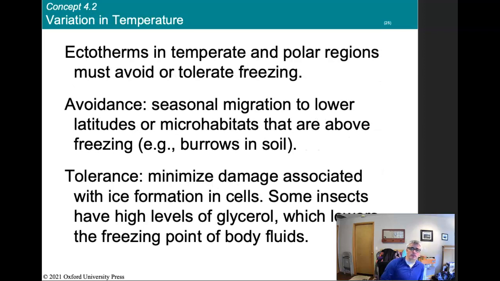And so ectotherms in temperate and polar regions must avoid freezing or tolerate freezing. Avoidance can happen through seasonal migration to lower latitudes or microhabitats that are above freezing, i.e. burrowing. And tolerance minimizes damage associated with ice-forming cells. Some insects have higher levels of glycol, which lowers the freezing point of their body fluids.